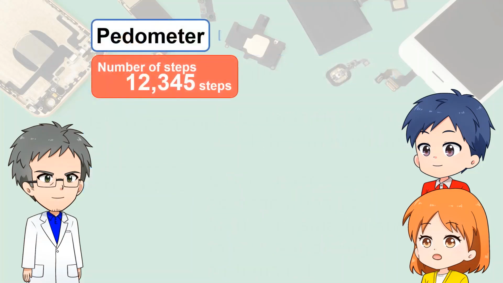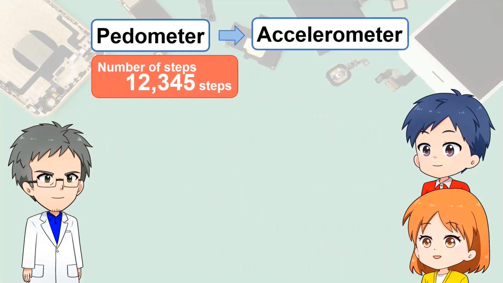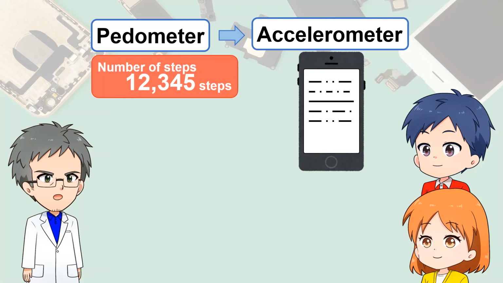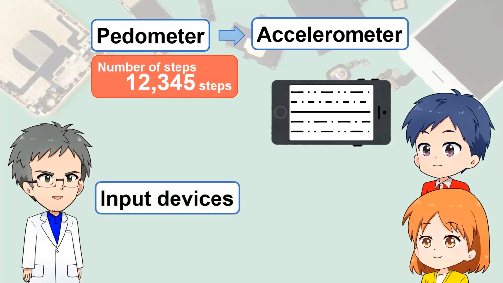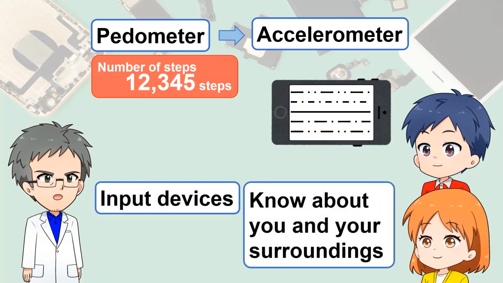The pedometer uses the accelerometer, right? My dad told me. That's right. When you move your smartphone sideways or upright, the screen follows your movement because the accelerometer is detecting the motion. That's interesting. Input devices, like the sensors, are used to know about you and your surroundings.